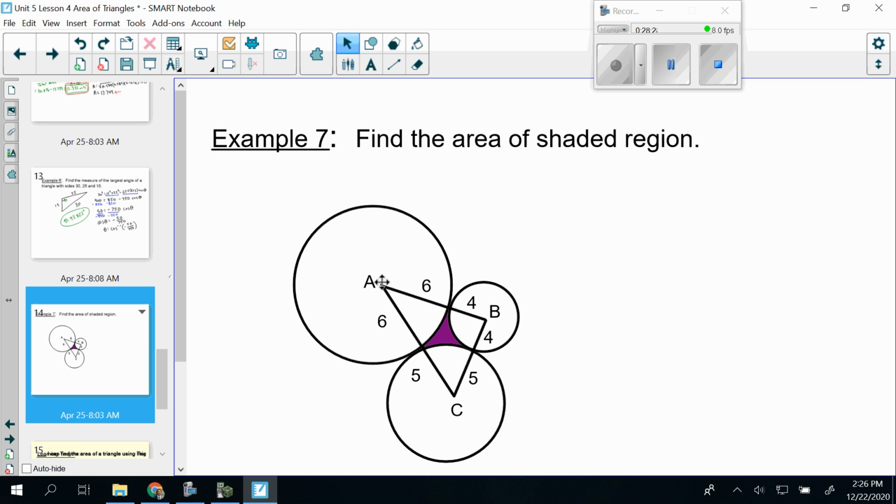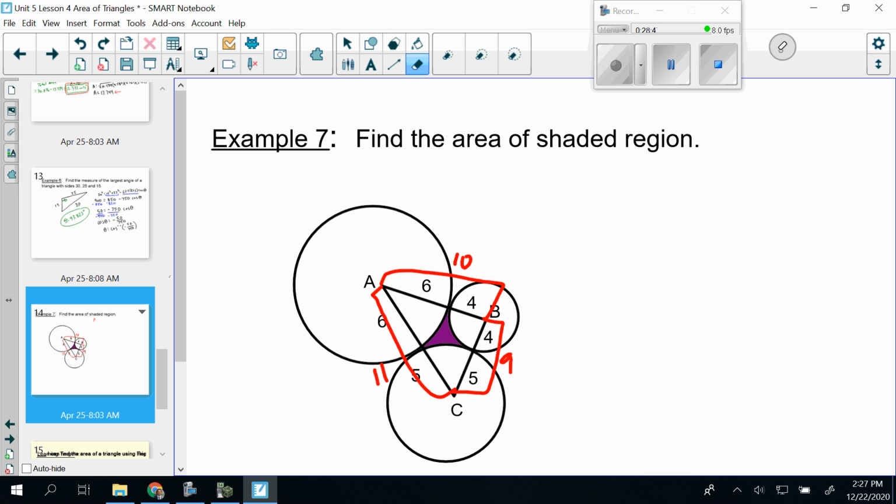Let's start with the area of the triangle. So if we know all the sides, we can do that. This side right here is 10. This side here is 9. And this side here, 6 plus 5 is 11. So let's use our Heron's formula to do that.